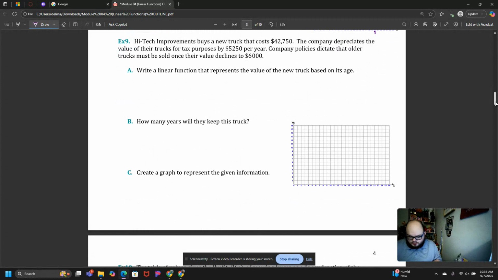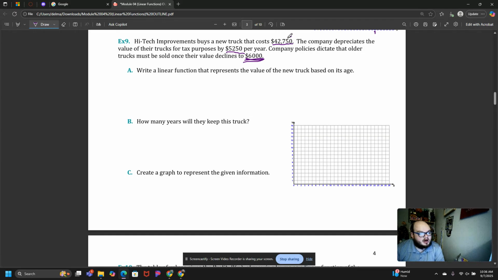Okay, so High Tech Improvements buys a new truck that costs $42,750. The company depreciates the value of their trucks for tax purposes by $5,250 per year. Company policies dictate that older trucks must be sold once their value declines to $6,000. Write a linear function that represents the value of the new truck based on its age.